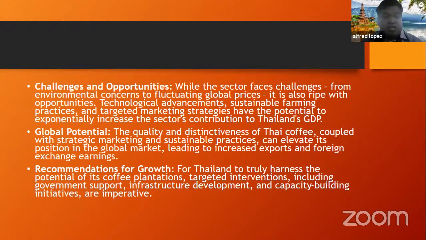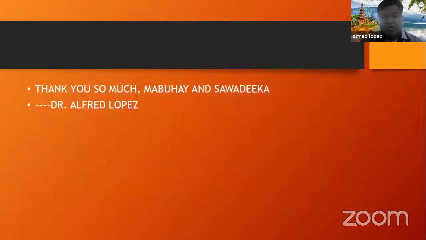The quality and distinctiveness of Thai coffee, coupled with strategic marketing and sustainable practices, can elevate its position in the global market, leading to increased exports and foreign exchange earnings. So, recommendations for growth. For Thailand to truly harness the potential of its coffee plantations, targeted interventions, including government support, infrastructure development, and capacity building initiatives, are imperative.